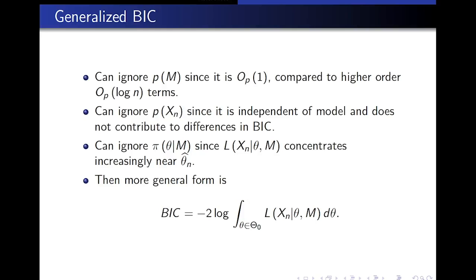We can also ignore p of xn since it's independent of the model and therefore cancels out when we take the difference in expressions from two different models. We can ignore pi of theta given m since the likelihood concentrates increasingly near theta hat n, and again we can take pi of theta hat n given m equals 1, or negative 2 log pi of theta hat n given m equals 0, since it's again O of 1. So the more general form of the BIC than the standard form then follows.